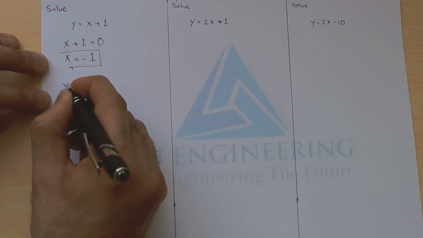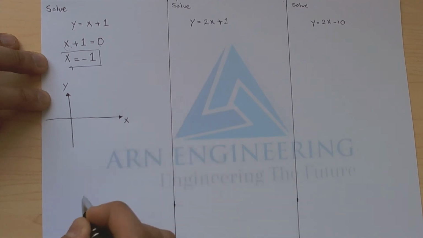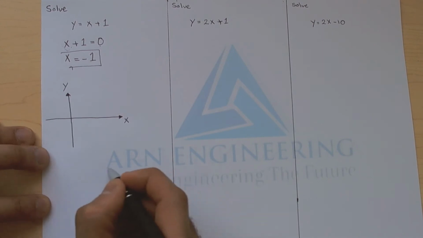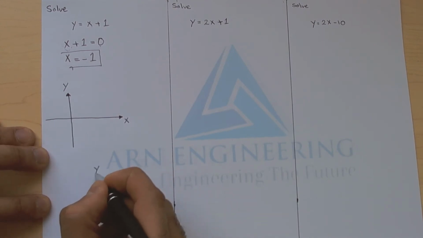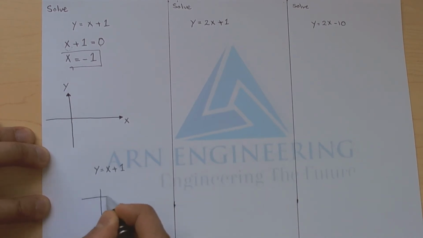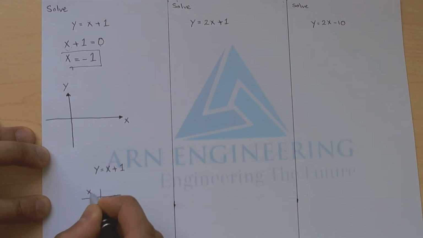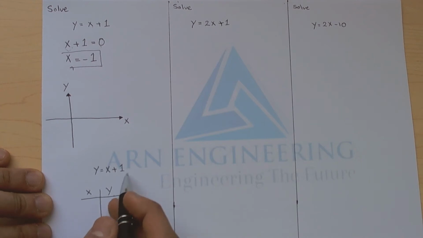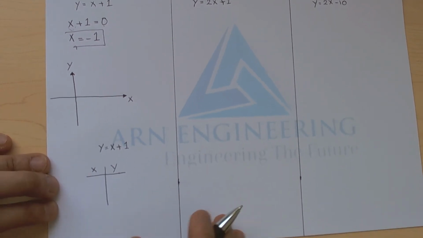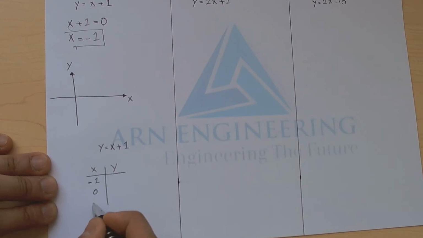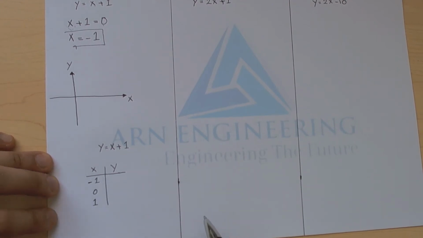So let's say that's our y-axis and that's our x-axis. In order to graph this, we can write the equation down here again, y equals x plus 1, and then I make a table and assign different values to x and calculate the corresponding values of y. So let's say we assign -1 to x, we assign 0 to x, and we assign 1 to x.